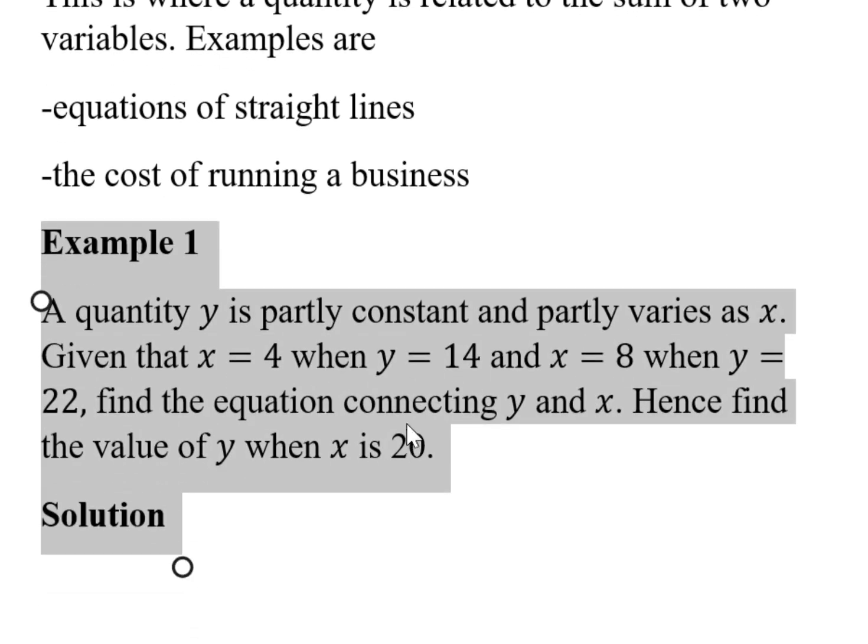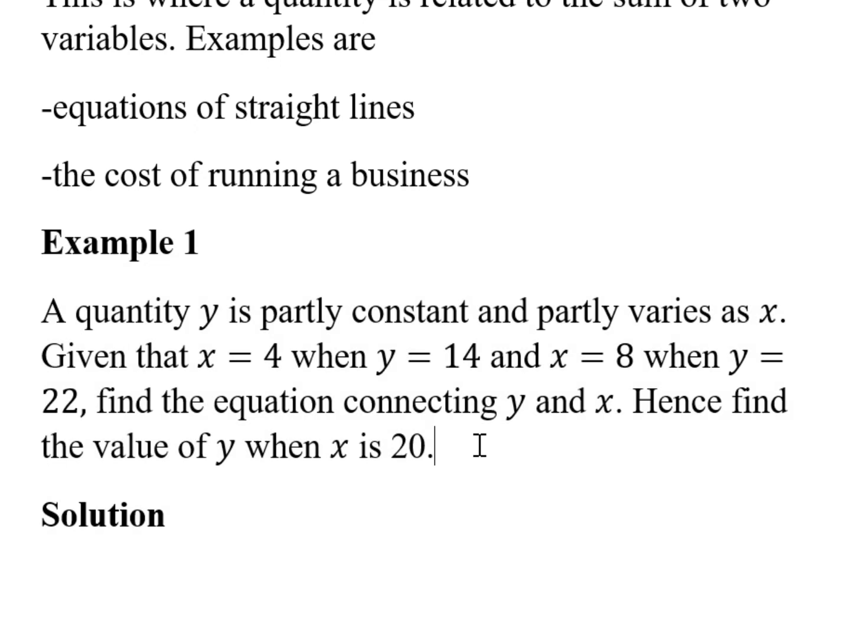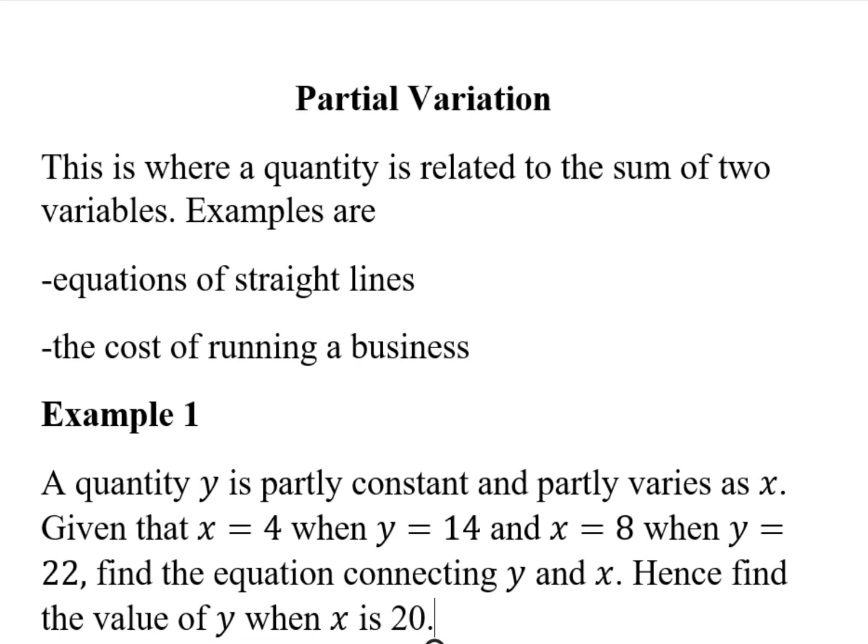The quantity y is partly constant and partly varies as x. Given that x is equal to 4 when y is 14 and x is 8 when y is 22, we have to find the equation connecting y and x. Hence, we find the value of y when x is 20. In this question, we can see the word partly and partly here. Those are the indications that the question is on partial variation.